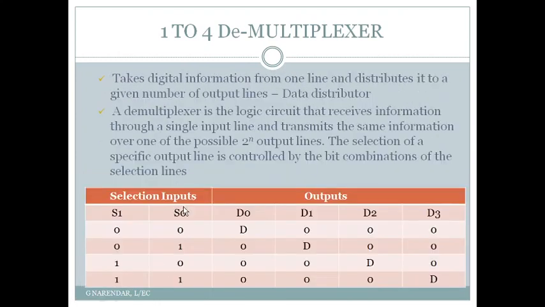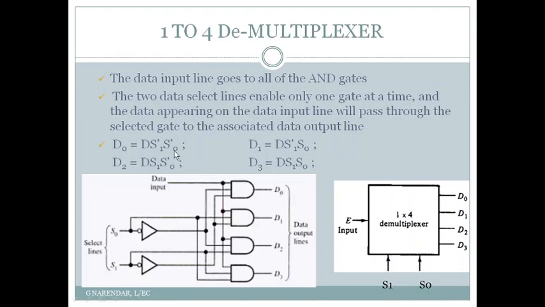So here the Boolean expression for D0 output: since D0 equals D only when S1 equal to 0 and S0 equal to 0, in that case D0 equals D. So this can be written as D0 equals S1 bar dot S0 bar dot D, that is D S1 bar S0 bar.